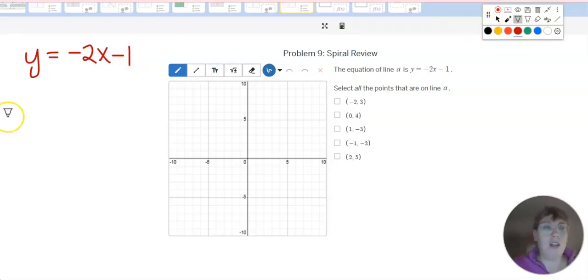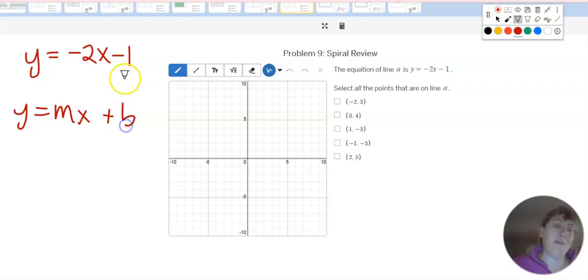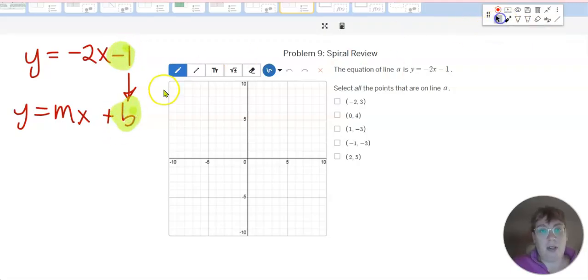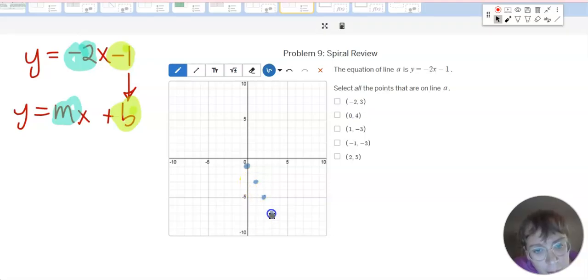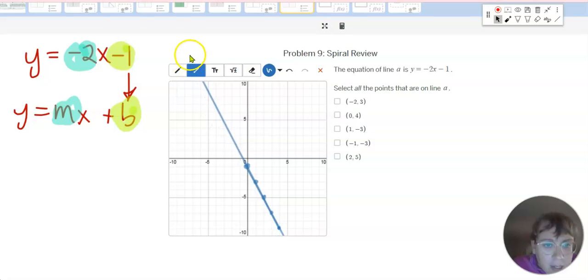-2x minus 1 means, remember this is in slope-intercept form, mx plus b. Our y-intercept is -1. So we're going to put a dot on -1 at the y-axis. And our slope, m, is -2. So from that y-axis, we go down 2 over 1, down 2 over 1, down 2 over 1. And we can keep making this line here, like so. And then we can go the other direction.